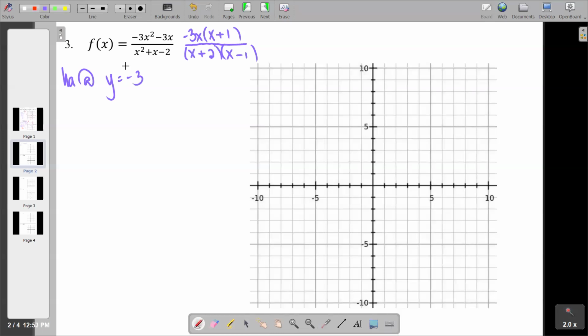Remember the degrees were the same, x to the 2 over x to the 2. We defer to the numbers in front. Negative 3 over 1 is negative 3. Is there a vertical asymptote? There are 2 of them. There are 2 things that can make the bottom equal 0, neither of which has an opportunity to be eliminated. So what are my 2 vertical asymptotes? Awesome job. Remember, vertical asymptotes come from where the bottom equals 0 if it can't be canceled.